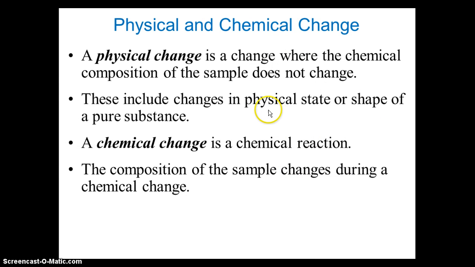Now we are going to discuss physical change and chemical change. A physical change is a change where the chemical composition of a substance does not change. This includes shape and physical state of a pure substance. A chemical change is a chemical reaction, in which the composition of a sample changes.